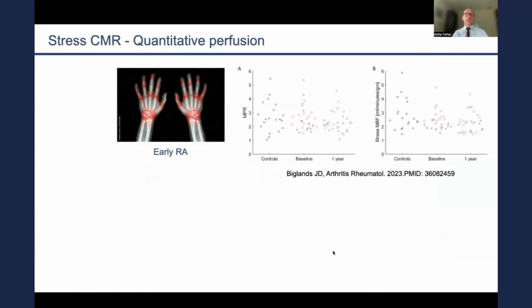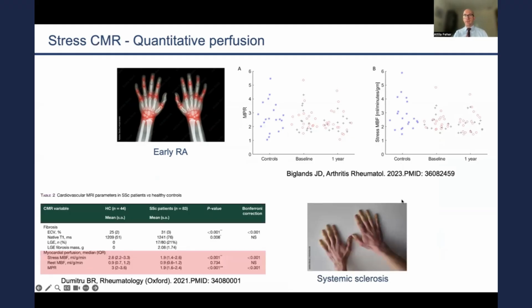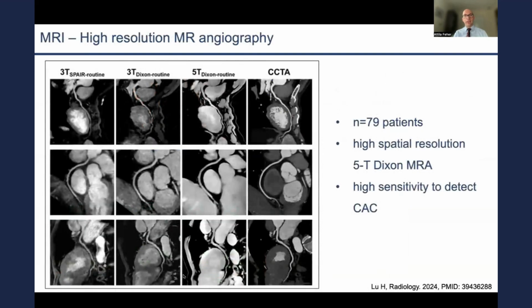It has been used in the autoimmune population. This study showed that in rheumatoid arthritis, there was really no difference between baseline and after 1 year of therapy in myocardial perfusion reserve and also stress myocardial blood flow. However, this paper showed that patients with systemic sclerosis have significantly lower stress myocardial blood flow and myocardial perfusion reserve when compared to controls, and this is shown by MRI.